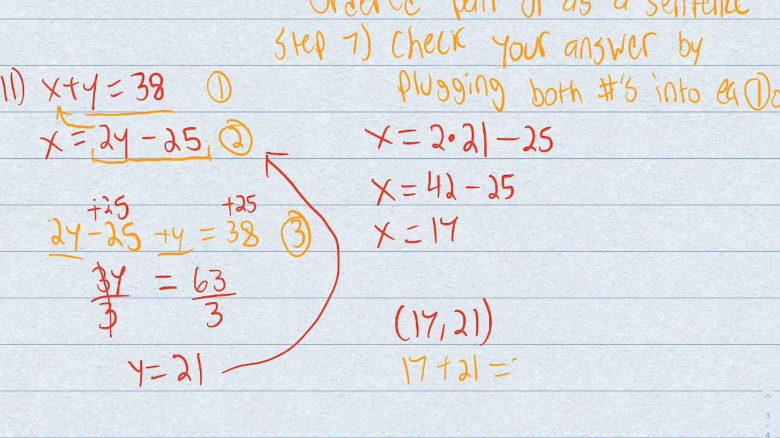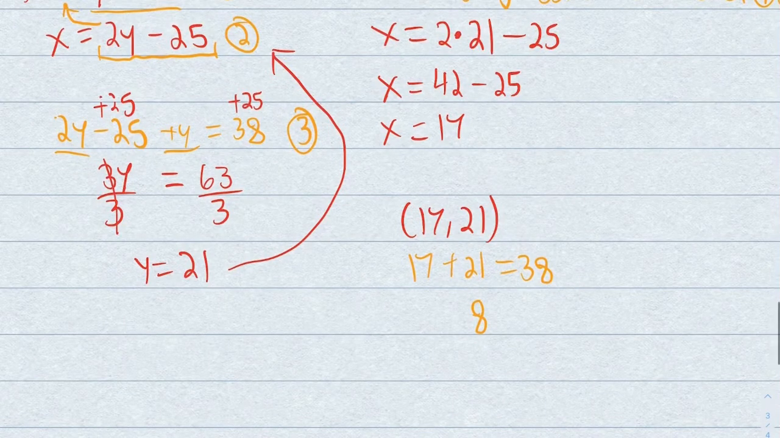We want it to be equal to 38. A 7 plus a 1 makes an 8. And a 1 plus a 2 makes a 3. 38 is equal to 38. That means we did not make a mistake. We made the correct choice in picking those numbers.